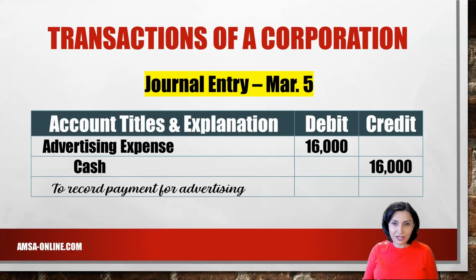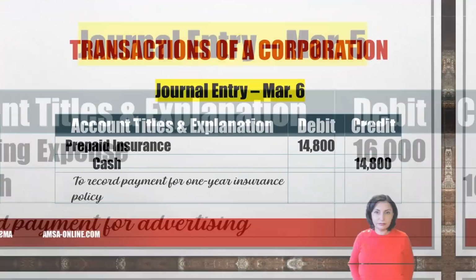On March 5th, the company advertised the opening of the drive range and golf course, paying advertising expenses of $16,000. This transaction is recorded as a debit or increase to the advertising expenses of $16,000 and a credit or decrease in cash for the same amount. Expenses are increased by debit and decreased by credit.